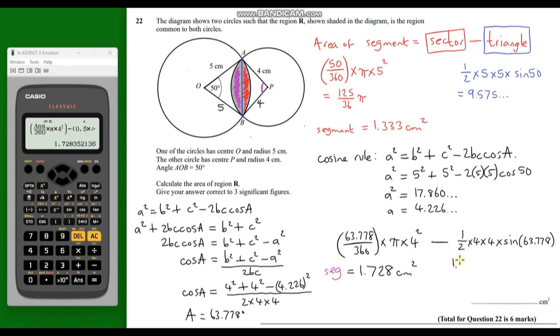So it'll be 1.333 plus 1.728. So I'm just going to add on 1.333 and we get 3.061. We need to give our answer correct to 3 significant figures, so that will be 3.06. And we are done.